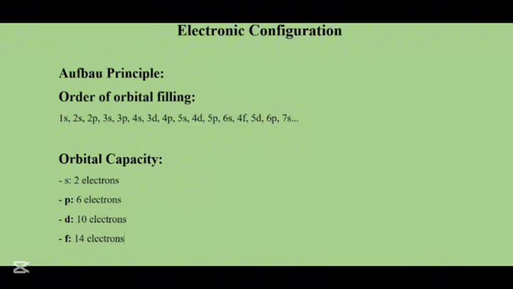But there are many elements which do not follow this orbital capacity. For example, hydrogen, its electronic configuration is 1s1, which means that it needs one more electron to form a complete duplet.